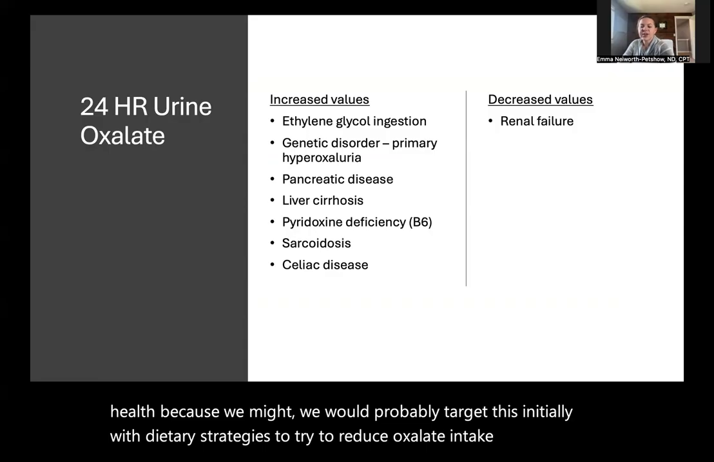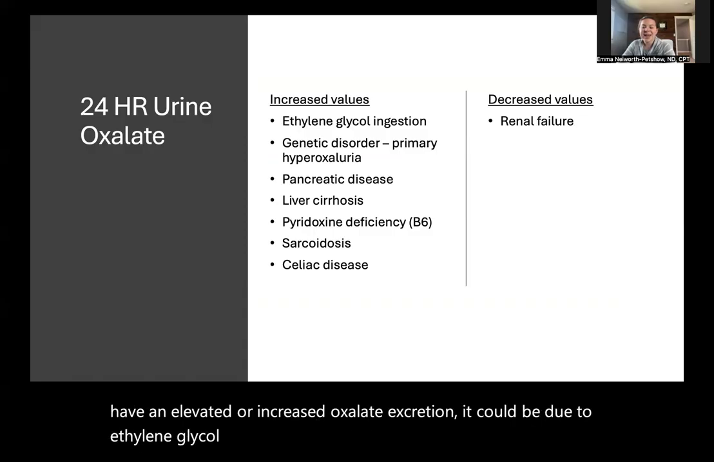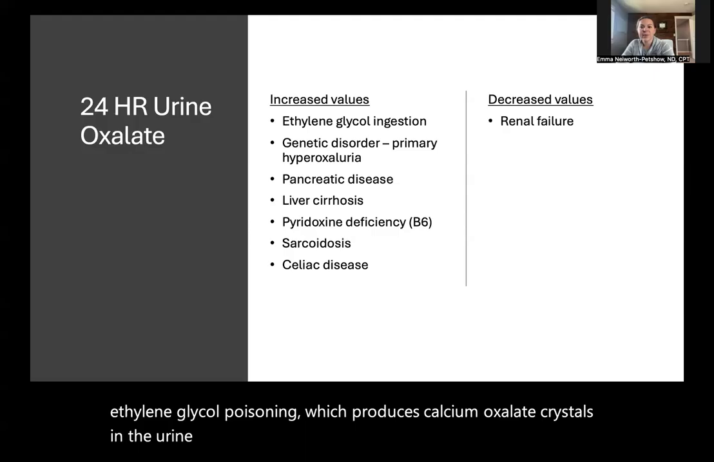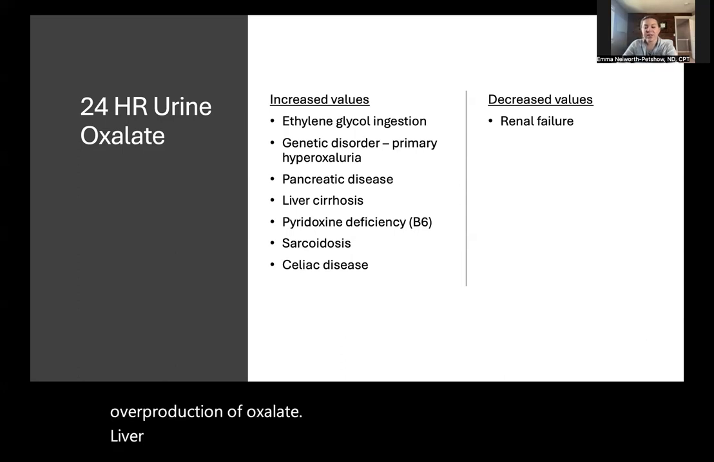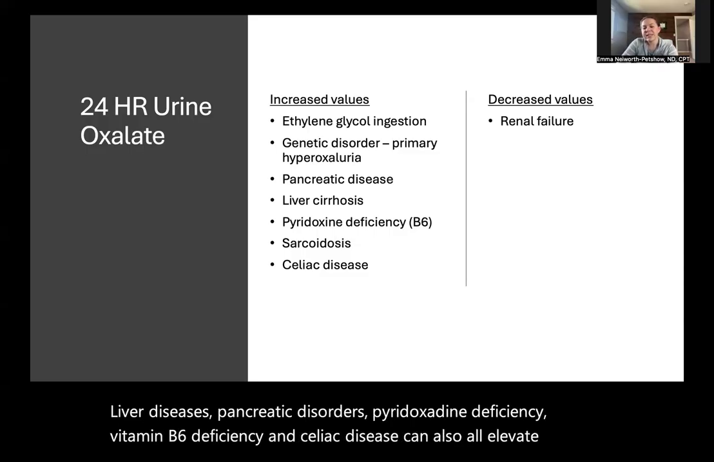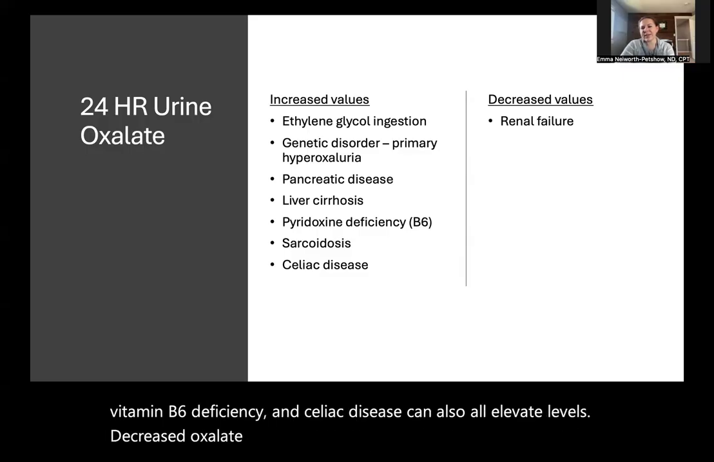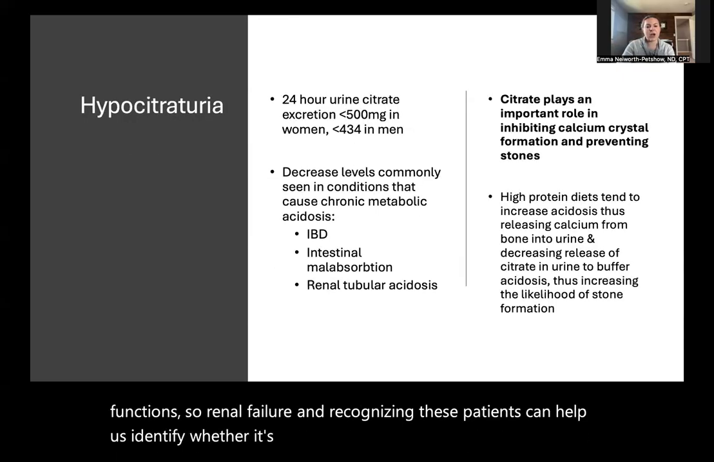So if you have an elevated or increased oxalate excretion, it could be due to ethylene glycol poisoning, which produces calcium oxalate crystals in the urine. Genetic disorders like primary hyperoxaluria lead to overproduction of oxalate. Liver diseases, pancreatic disorders, pyridoxine deficiency, vitamin B6 deficiency, and celiac disease can also all elevate levels. Decreased oxalate excretion typically reflects impaired kidney function, so renal failure. And recognizing these patients can help us identify whether it's metabolic, dietary, or toxic in origin.